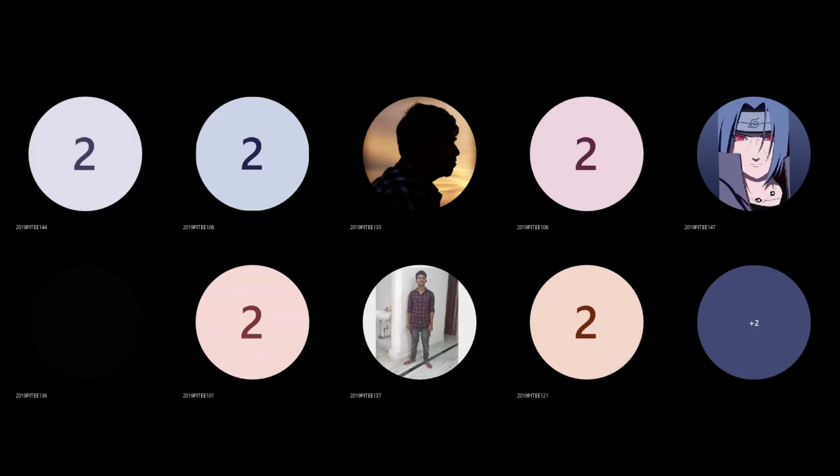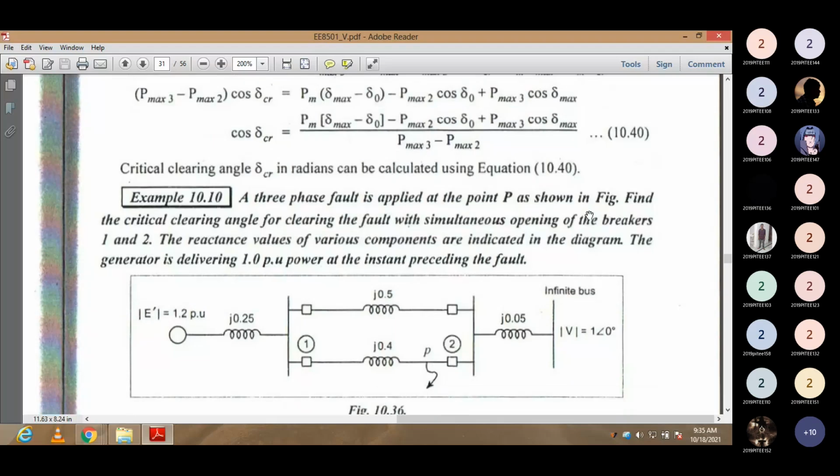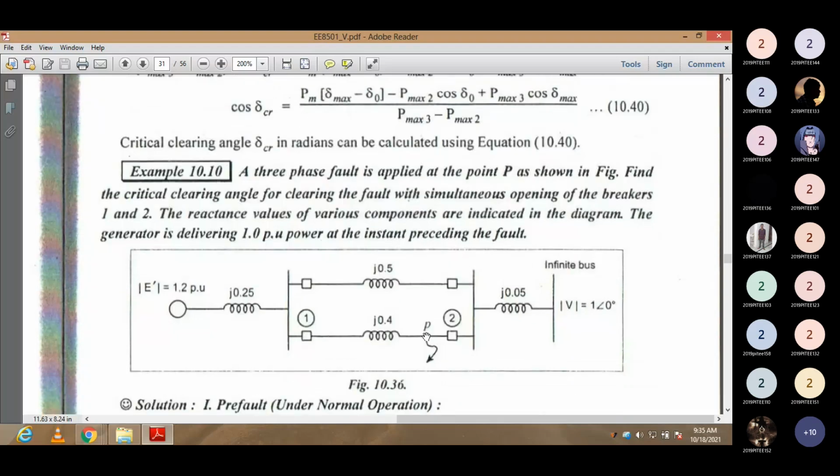A three-phase fault is applied at the point P as shown in the figure. So this is the point P. The three-phase fault is applied here. That is the second transmission line. So at point P, the fault is applied.